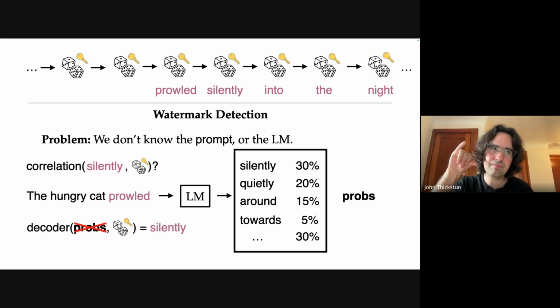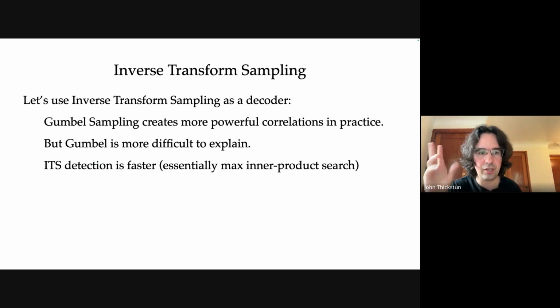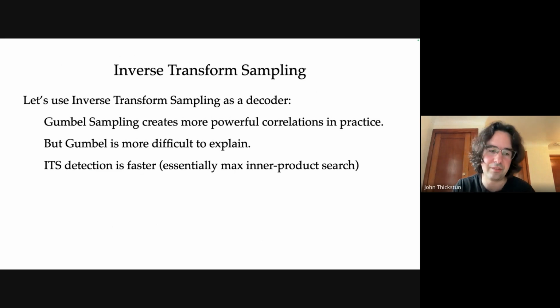So to understand how we can do this, we need to understand a little more about the structure of this decoder function. And as an example, let's use as a decoder inverse transform sampling. So actually, if you look at our paper, you'll see that inverse transform sampling is maybe not the strongest possible decoder. Gumbel sampling works better, but I'll be using inverse transform sampling here because it's a nice pedagogical example of how this works.